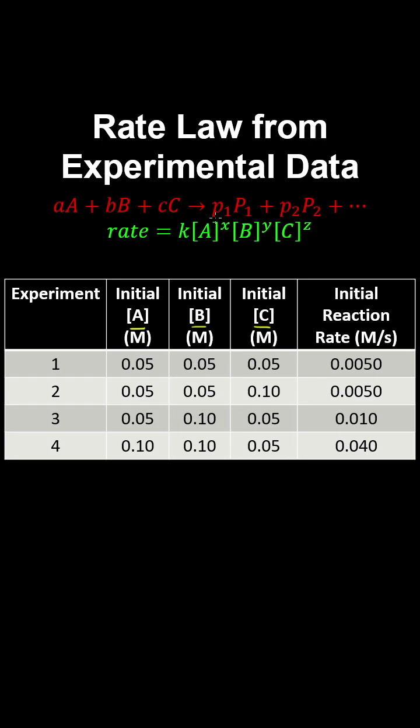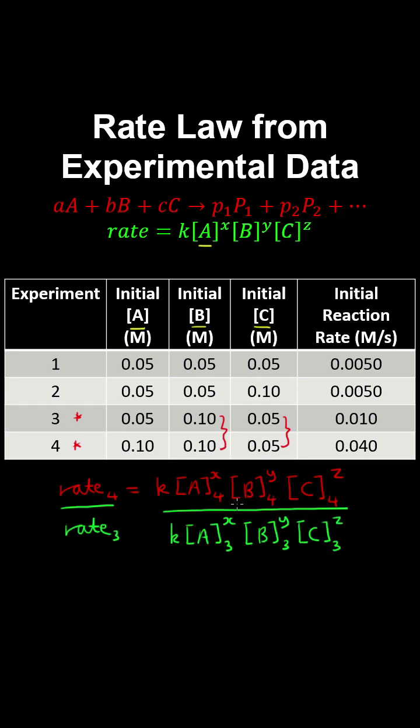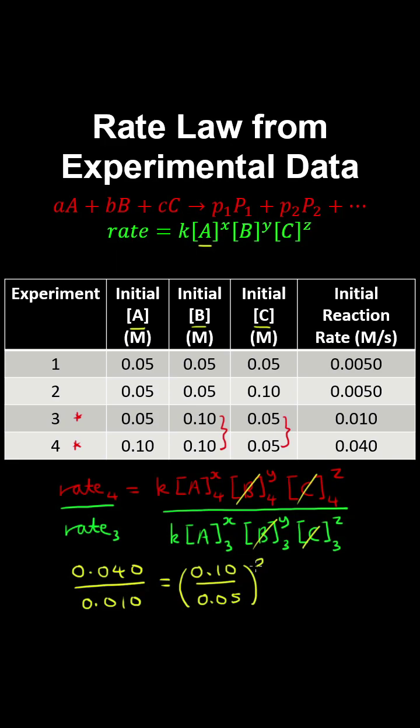So for example, if we want to determine the order of a reaction with respect to reactant A, well, we'll look for the experiments where the concentration of the other reactants is constant, and now writing the rate law for experiment 4 and dividing this by the rate law for experiment 3, then cancelling out the terms for reactant B and C, and then substituting for the rates and the concentrations of reactant A, where we can take the quotient to the power of x, and the order of the reaction with respect to reactant A is 2.